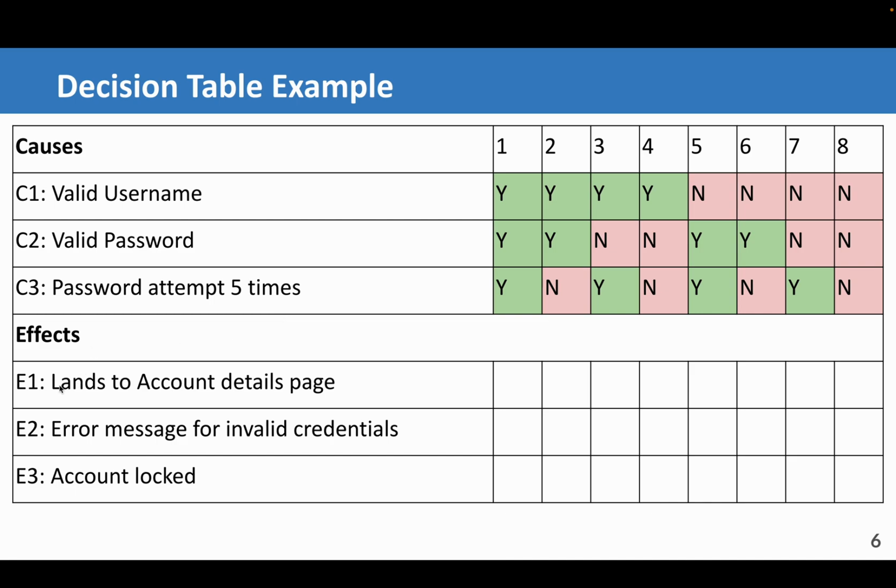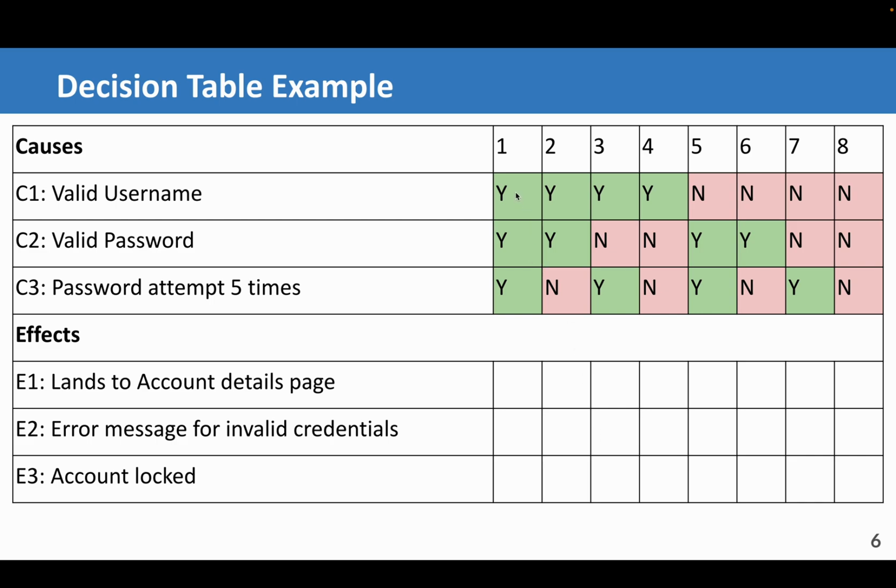And in the effect section, we have effect 1, effect 2, and effect 3: land on the account detail page, error message for invalid credential, and account lock page. We haven't filled the effect section for each combination, but now it's not that hard.